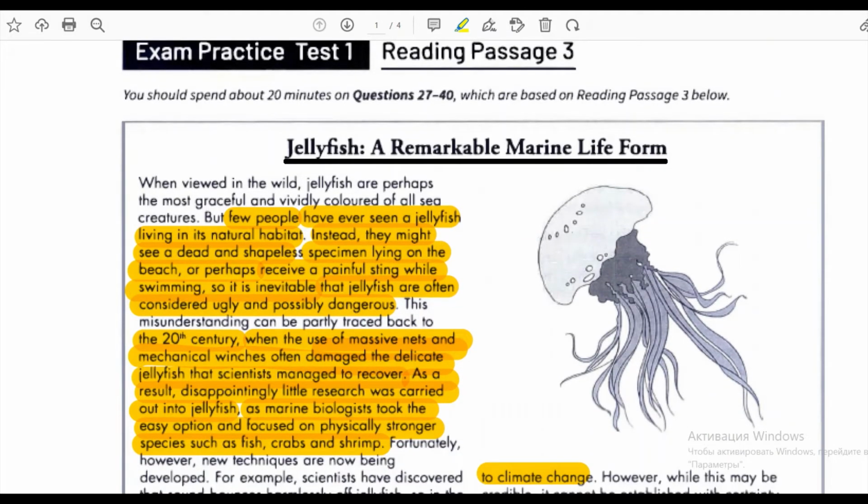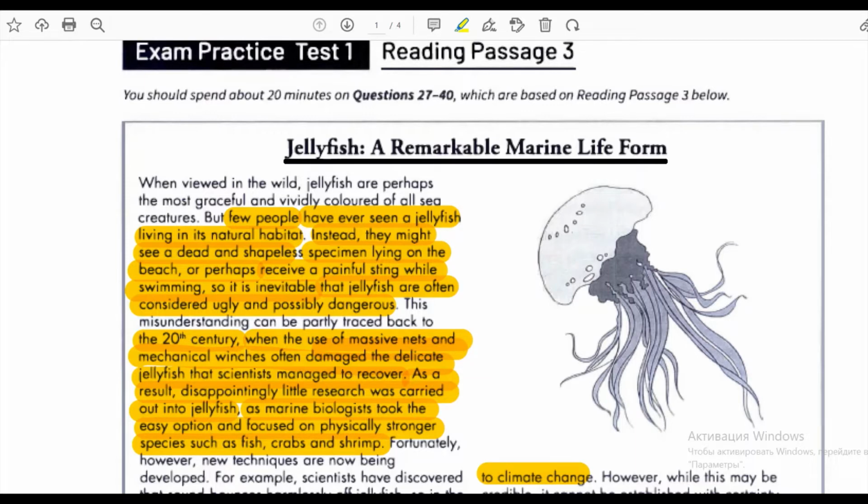Here it is, the reading passage under the title Jellyfish, a remarkable marine life form. So our first paragraph is saying, few people have ever seen a jellyfish living in its natural habitat. Instead, they might see a dead and shapeless specimen lying on the beach, or perhaps receive a painful sting while swimming. So it is inevitable that jellyfish are often considered ugly and possibly dangerous. So the answer is no, it contradicts the information, but how is that?